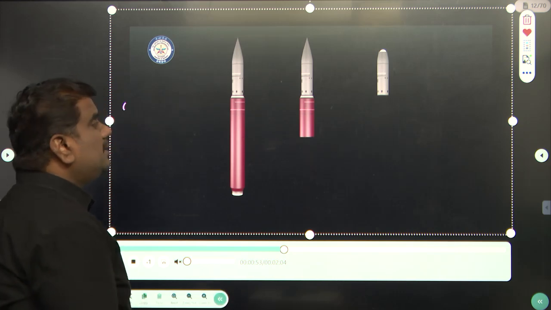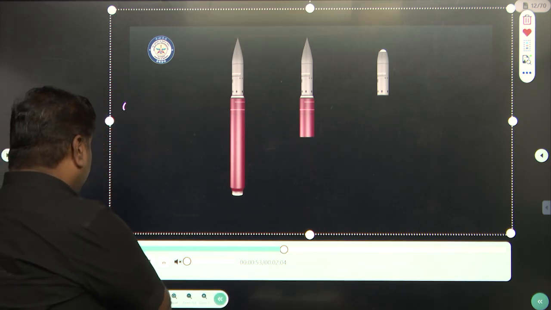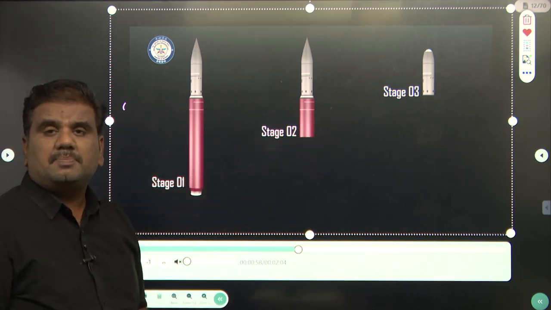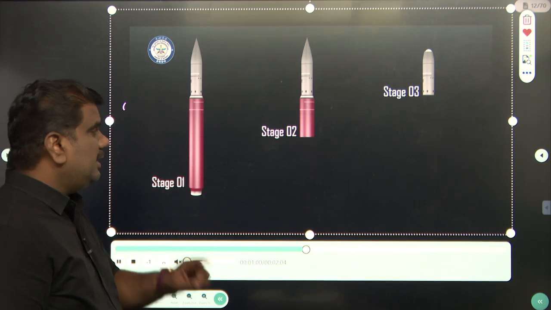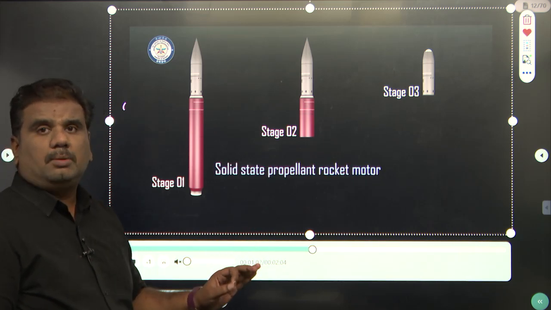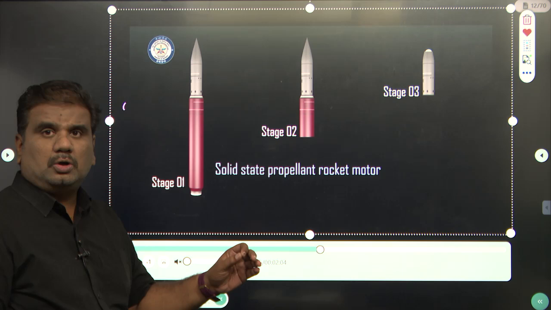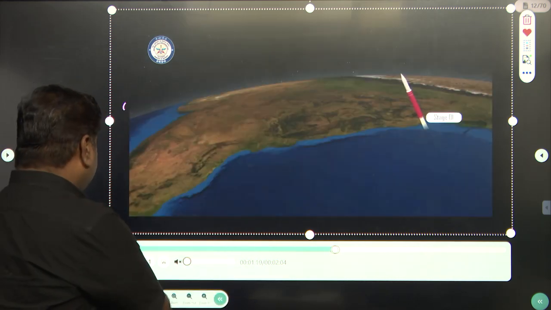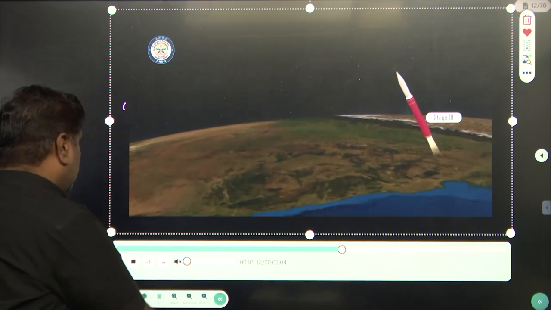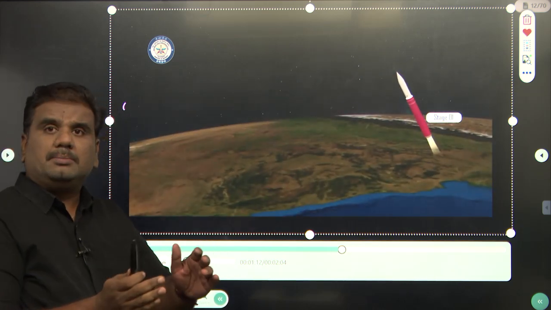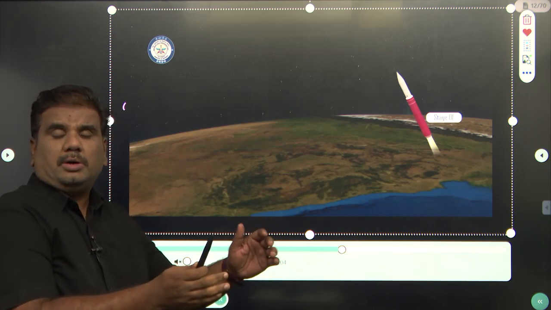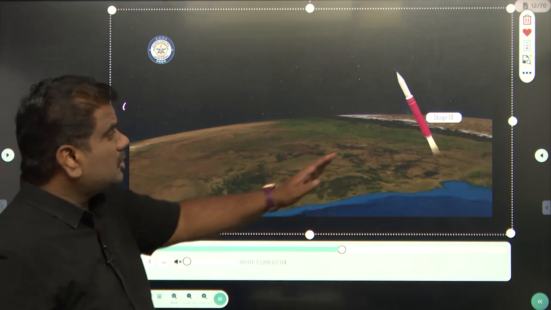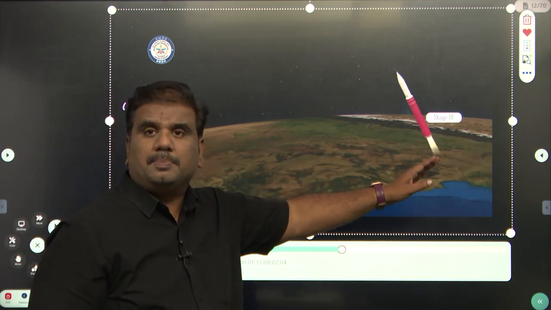Right. So the moment the missile is launched, there are stage 1, stage 2 as well as stage 3. The moment the missile is launched from Launch Complex 3 or Launch Complex 4, at various heights with respect to the ground, maybe 50 kilometers or 100 kilometers or else 200 kilometers, all these stages will get separated. So initially we are talking about stage 1.